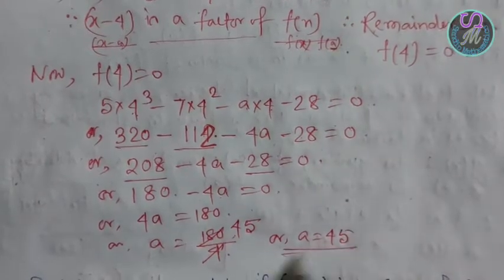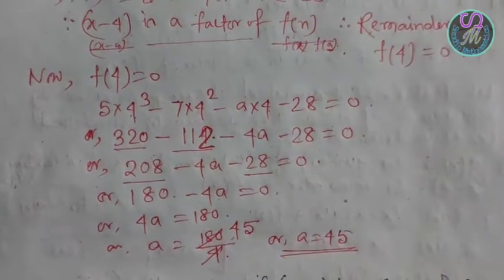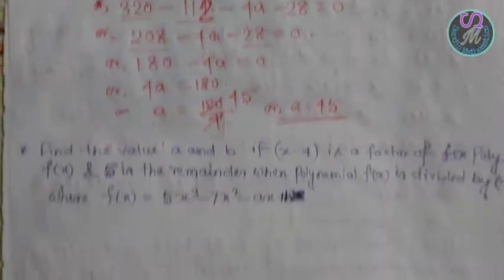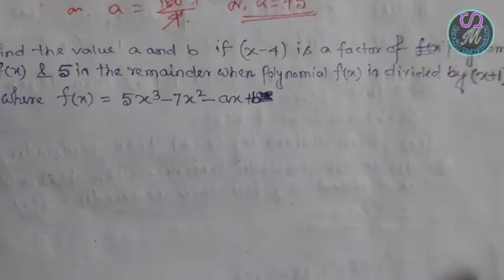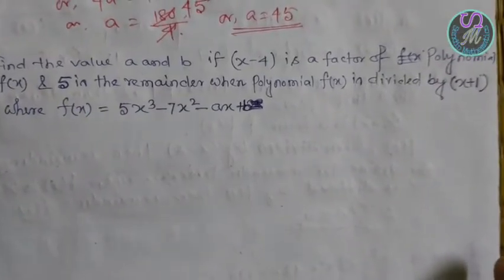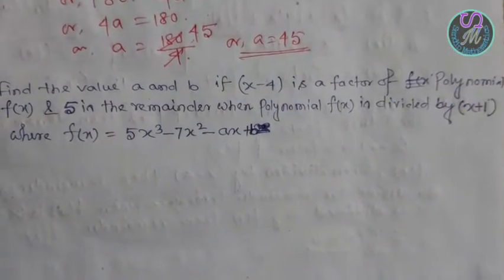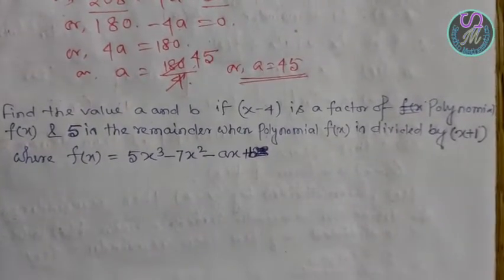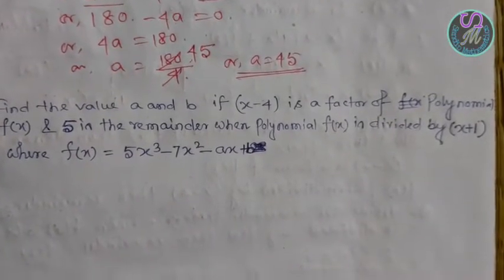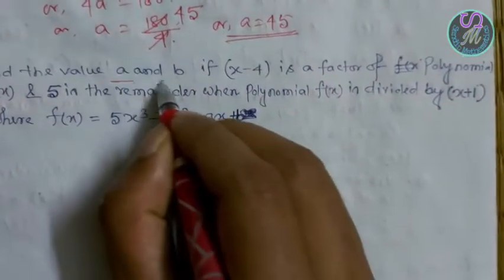We have to find the value of a, and the value of a is 45. Okay. Now we consider the second example. In the first example, we had to discuss only one value, that means only one constant value. This one is the a. Now here we have to find the two values a and b.